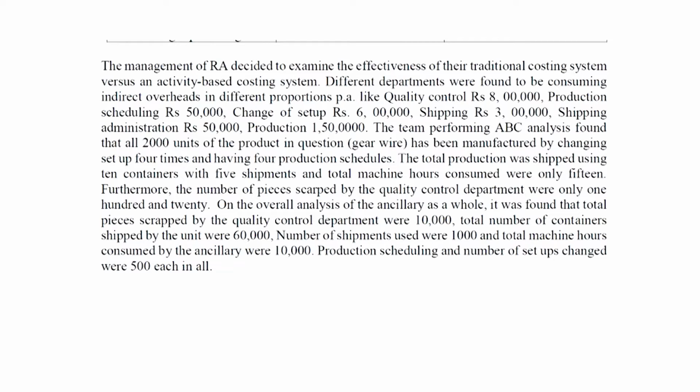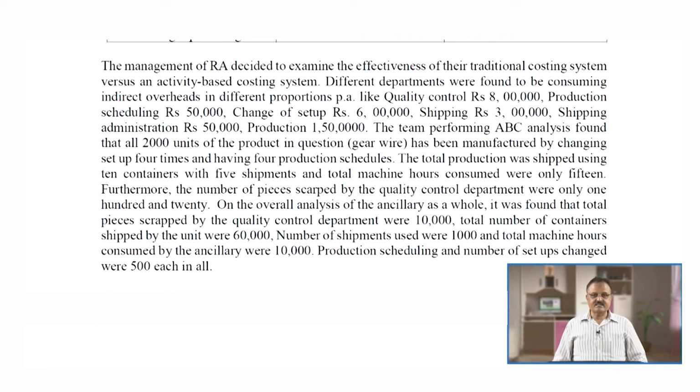Different departments were consuming these overheads in different proportions. For example, quality control cost is how much? 8 lakhs per annum, which means this information is per annum. Different departments were found to be consuming indirect overheads in different proportions per annum. Annually, the total quality control cost is 8 lakh rupees for all the products, not for this product.